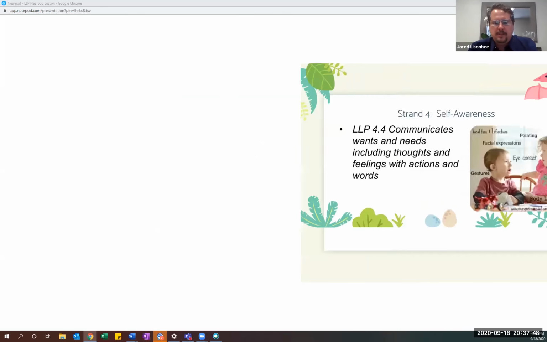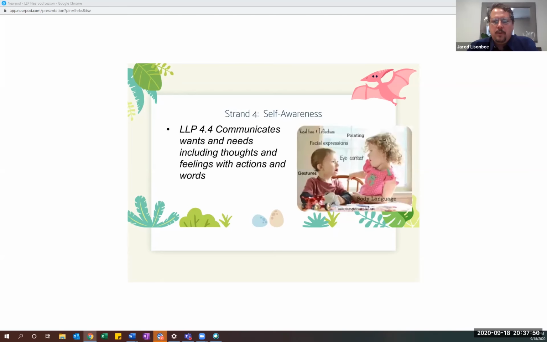The next standard under self-awareness, 4.4, is communicates wants and needs, including thoughts and feelings, with actions and words. The idea here is to provide that scaffolding and support to children to help them realize the variety of different ways that people communicate. So whether it's pointing, facial expressions, eye contact, body language, or differences in verbal tone.